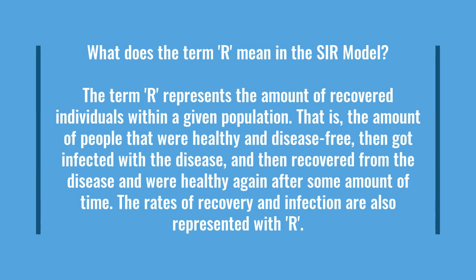The term R in the SIR model is the amount of recovered individuals within the given population. So the amount of people that were healthy and disease-free, got the disease, recovered from it, and are now back to being healthy. Also, the rates of recovery and infection are also just represented with R.